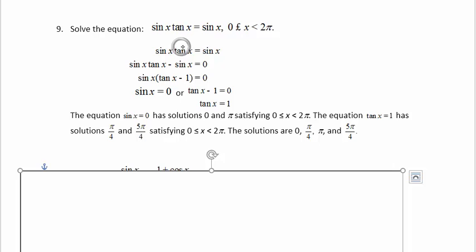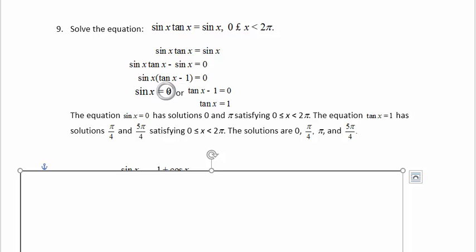Okay, so as discussed, first thing we want to do is get sine of x to the left side. So we'll subtract sine of x from both sides. And then notice each of these terms will have a sine of x in it, so we're going to factor that sine of x out front. Once we get these factored, we're all set up to find our solutions. When would this equal 0? Sine of x equal to 0. When would tangent of x minus 1 be equal to 0?